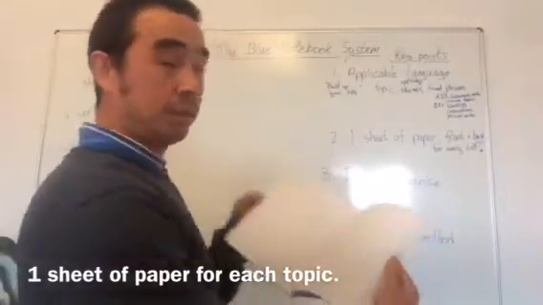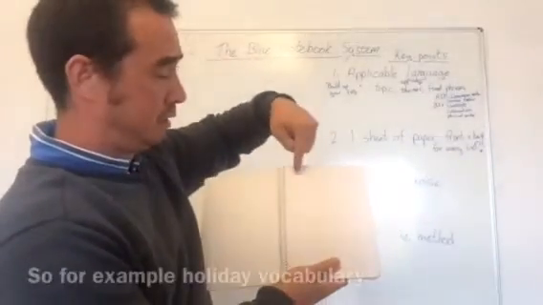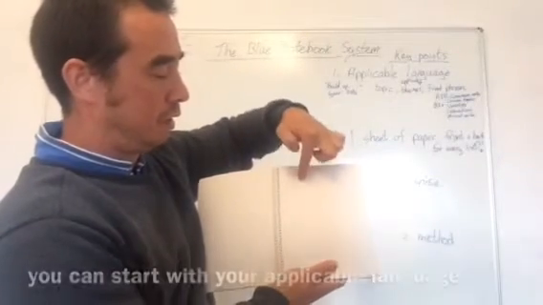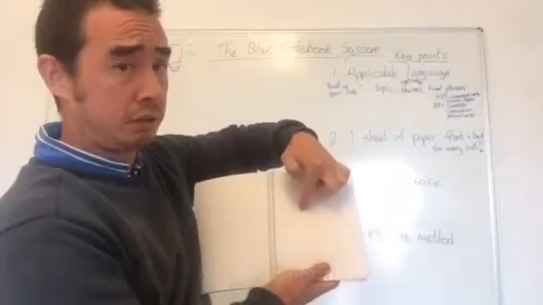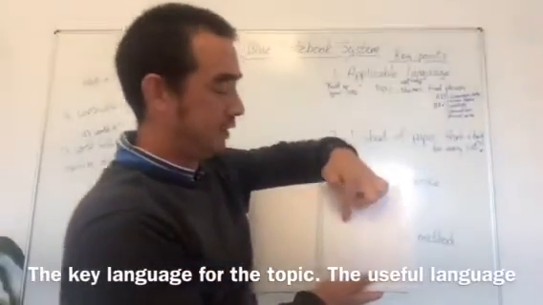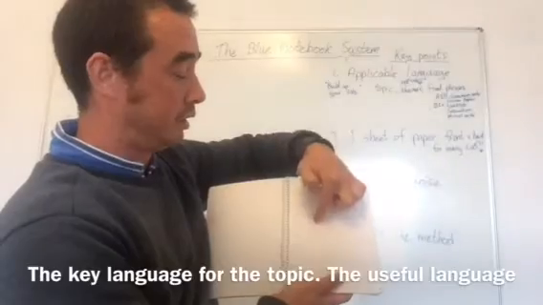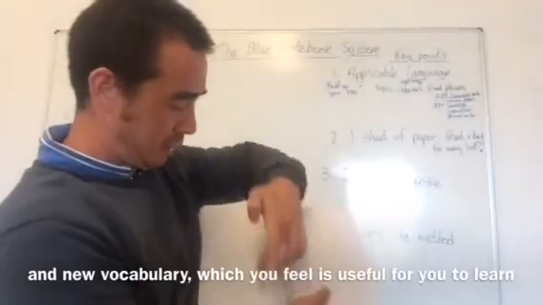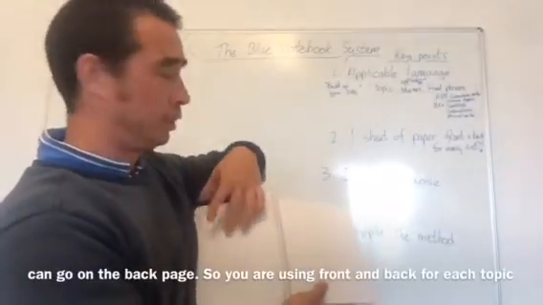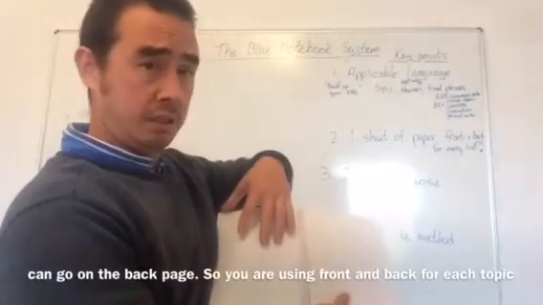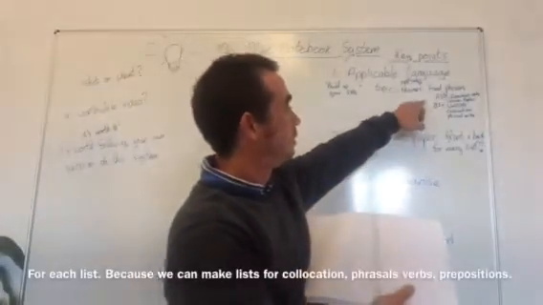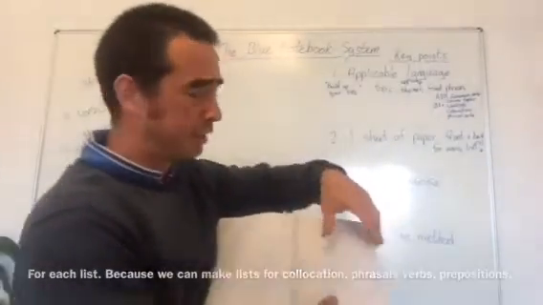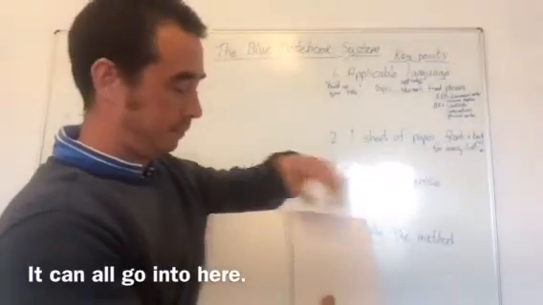One sheet of paper for each topic. So, for example, holiday vocabulary. You can start with your applicable language, the key language to this topic, the useful language. Here, a new vocabulary, which you feel is useful for you to learn, can go on the back page. So you're using front and back for each topic, for each list, because we can make lists with collocations, phrasal verbs, prepositions. It can all go into here.